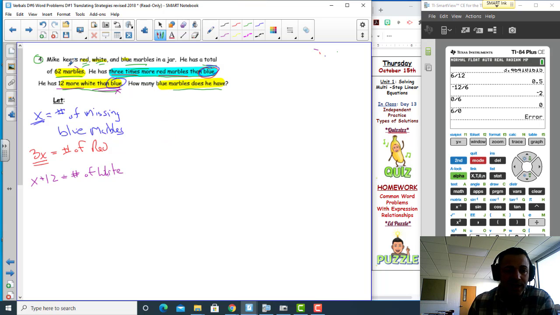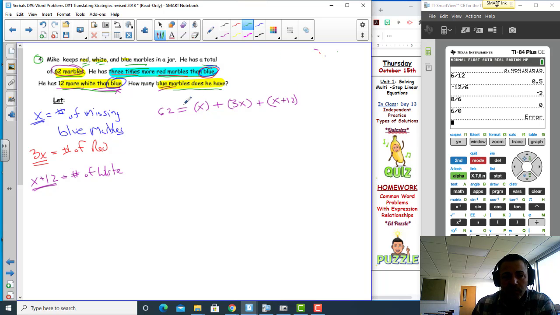It says that he has 62 in all, and we need to determine the number of blue. If you're not sure where to write your equation at this point, remember, if you're given a total, that's a good place to start. So we know that the total must be 62 total marbles, and we're going to set that equal to the sum of the 3 expressions describing each color marbles: x, which is the blue, 3x, which describes red, and x plus 12, which describes the number of white.